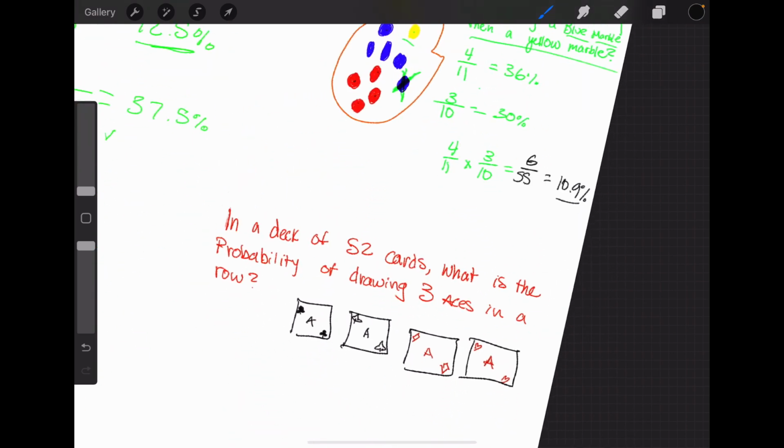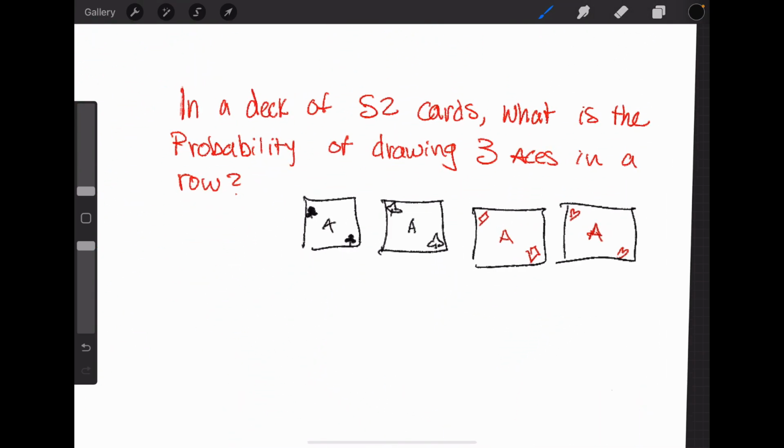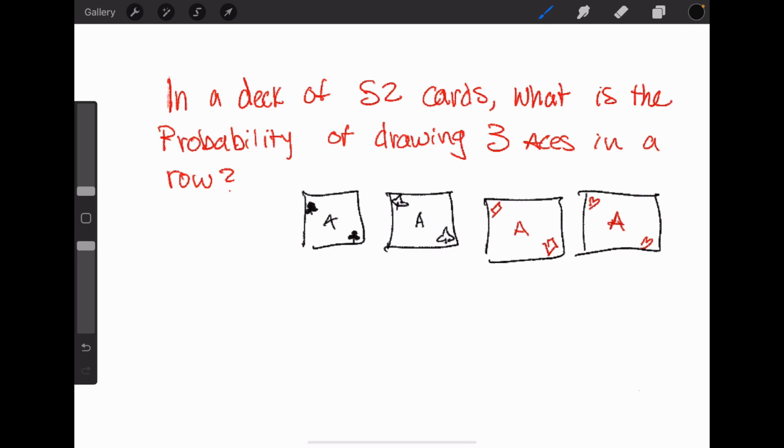Let's move over to something a little more difficult. Now, the question is, in a deck of 52 cards, what is the probability of drawing 3 aces in a row? So we know we have 4 aces in a deck, right? The ace of clubs, the ace of spades, the ace of diamonds, and the ace of hearts.